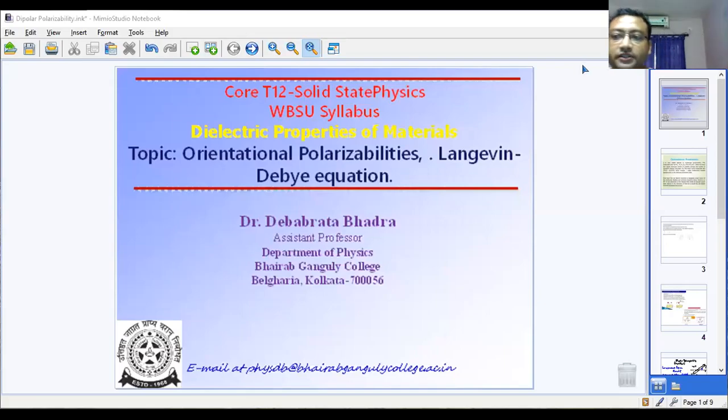Today we are going to discuss the dipolar polarizability, or rather the orientational polarizability, as it is most famously known. It is important only in materials which contain complex ions having permanent dipole moments. So, in the absence of an applied electric field, the polar molecules are randomly oriented such that the net dipole moment within any small volume is zero. In the presence of an applied electric field, the dipoles tend to align themselves with the applied electric field.